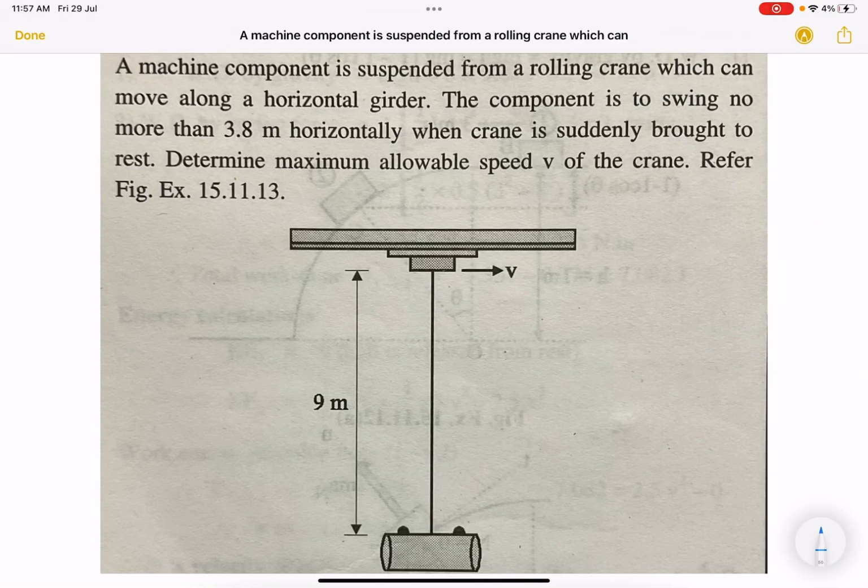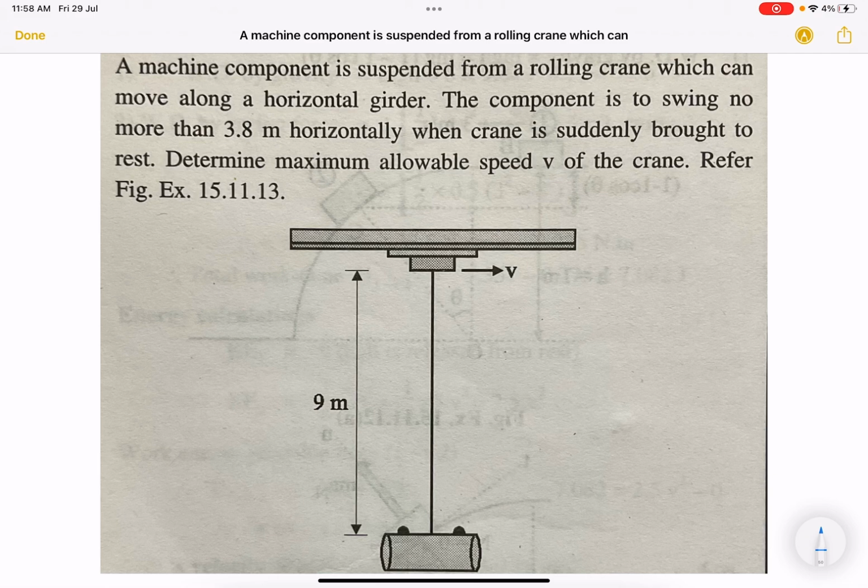Hello students, let's read this problem. A machine component is suspended from a rolling crane which can move along a horizontal girder. The component is to swing no more than 3.8 meters horizontally when the crane is suddenly brought to rest. Determine the maximum allowable speed V of the crane.